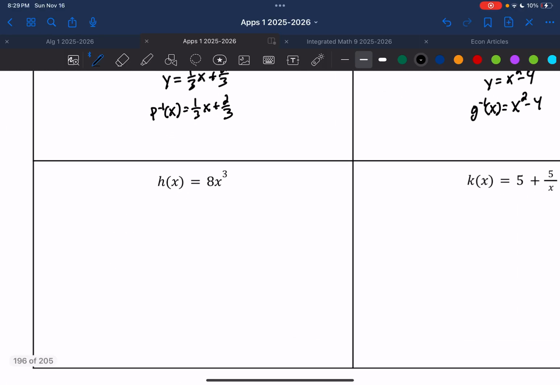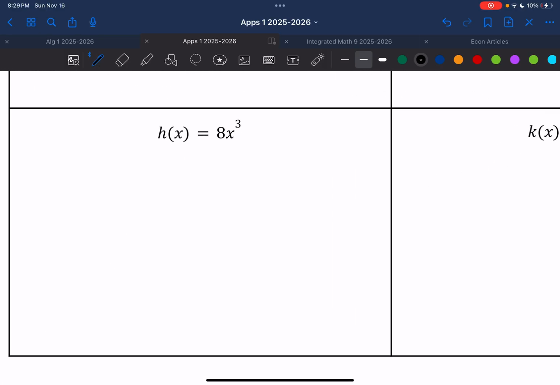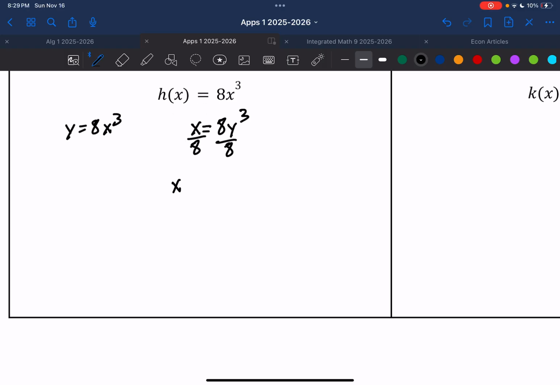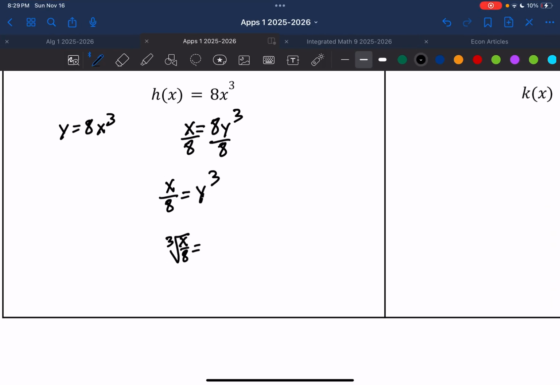All right. Now down here we have h of x. So let's do y is equal to 8 times x cubed. That's our original function. And that means if we want to find the inverse function, we have to figure out, well, x is equal to 8 times y cubed. And then we need to solve that for y. And so I'm going to start by dividing 8 on both sides. You get x over 8 is equal to y cubed. We can take the cube root of both sides. The cube root of x over 8 is equal to y.